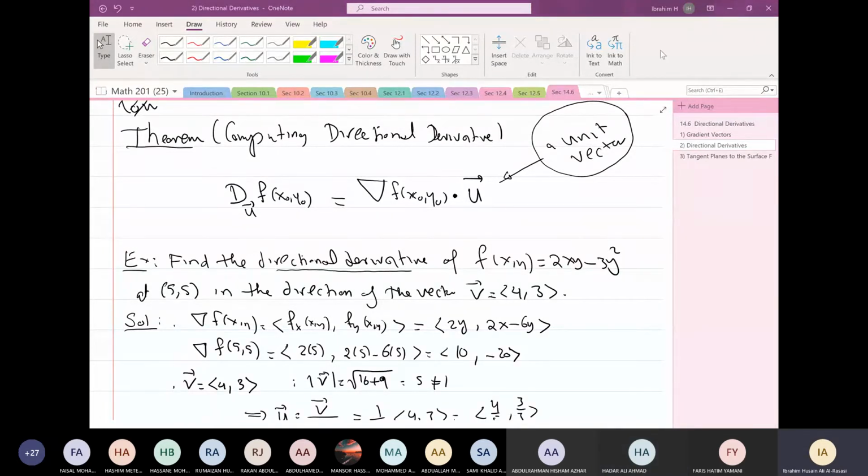Okay. So as you can see, it is really a simple concept, directional derivative. Just a generalization. Briefly, the directional derivative is just a generalization of the partial derivatives f sub x and f sub y. This is really what it is. Okay. Now we have one question about directional derivative.